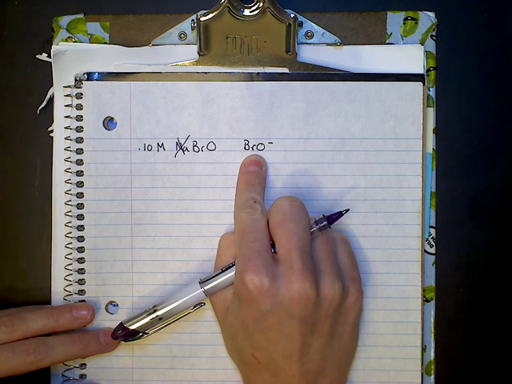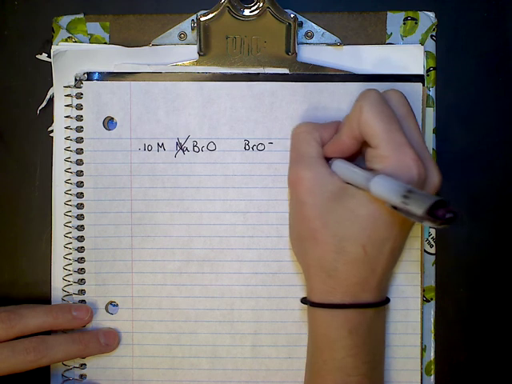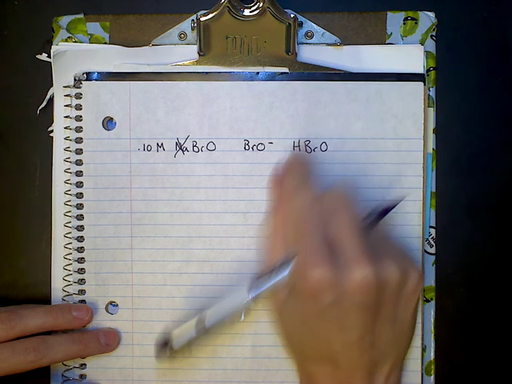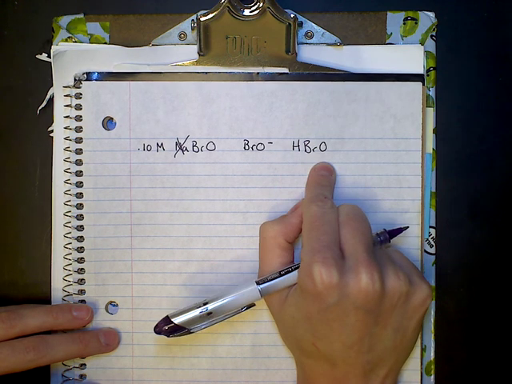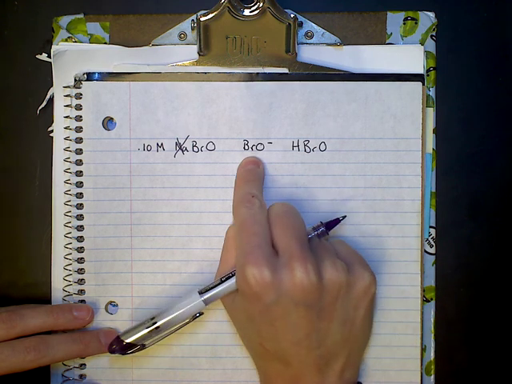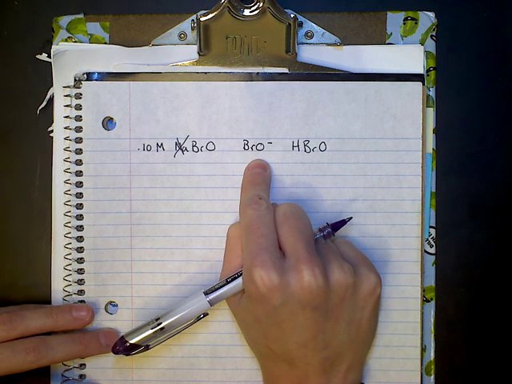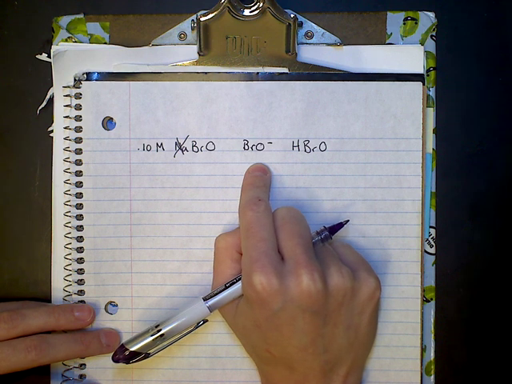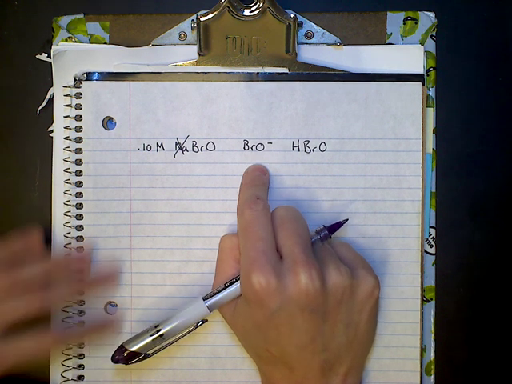So BrO- would act as a base because as an acid, HBrO, that's a weak acid. So we know a weak acid is going to make a weak base. So we know that this is going to act as a base in solution. So now that gives us a hint as to what our ICE table is going to look like.